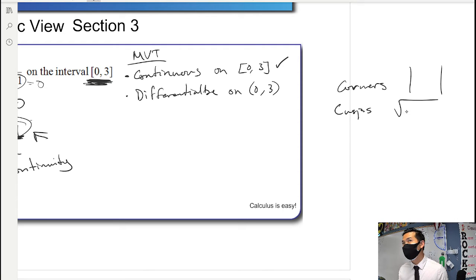Is it a square root? No. No. Yeah, I'm sorry. Usually a root and something being squared. That's usually how cusps occur. Don't laugh at my speech impediment, please.